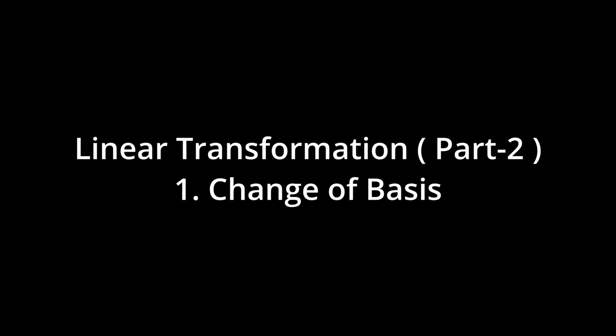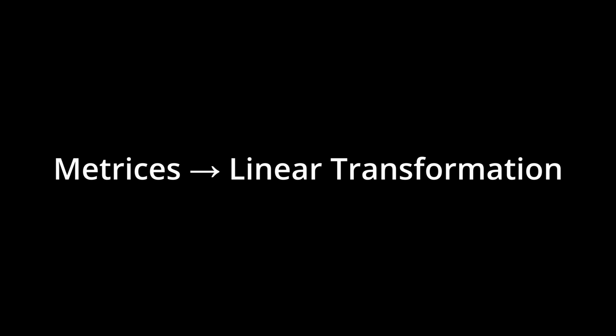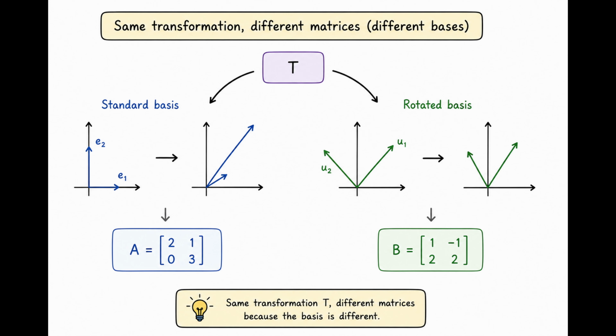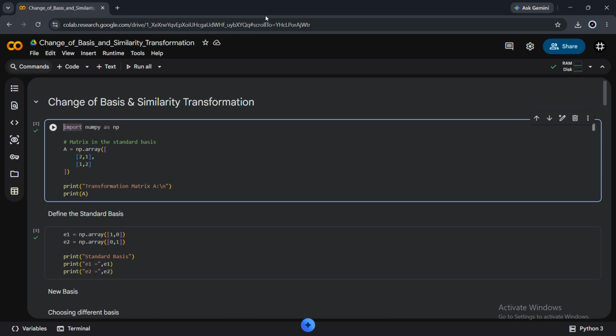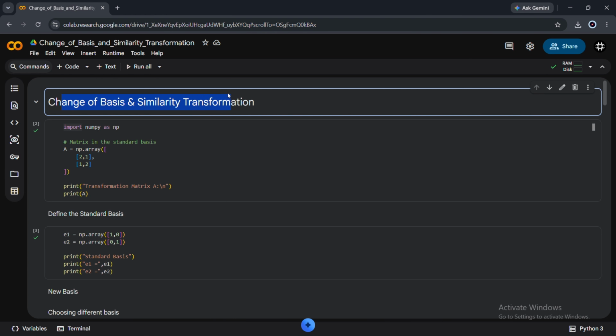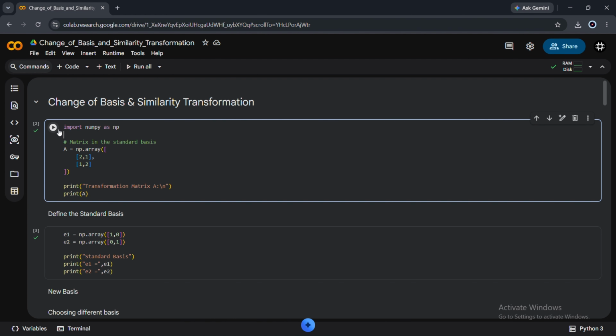Now let's talk about change of basis. So far, we have learned that a matrix represents a linear transformation. But here's something surprising. The same transformation can have different matrices. How? Because the matrix depends on the basis we choose. Let's go through some code so that you will understand it better.